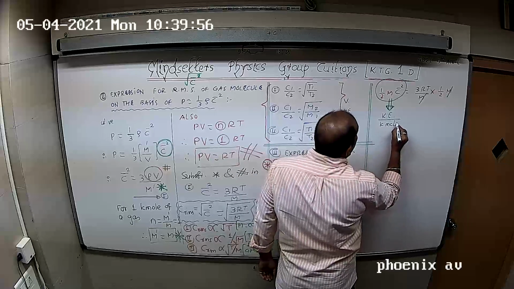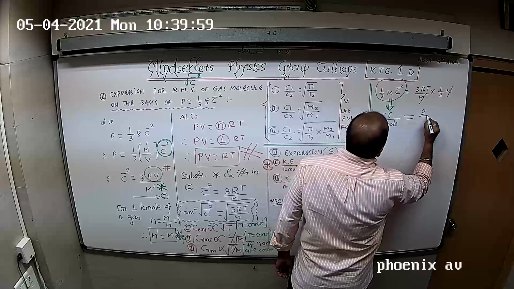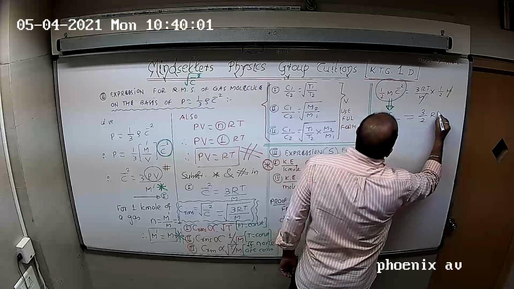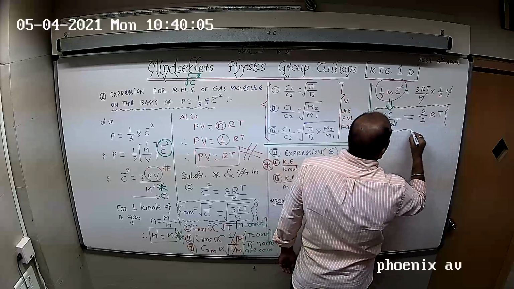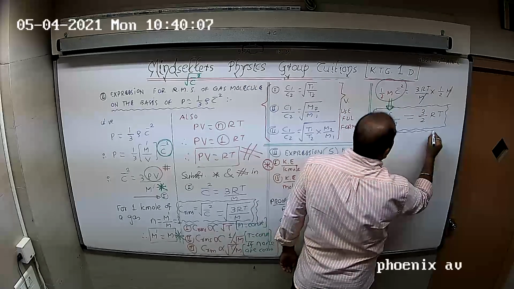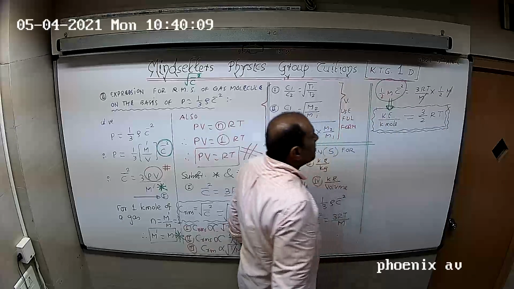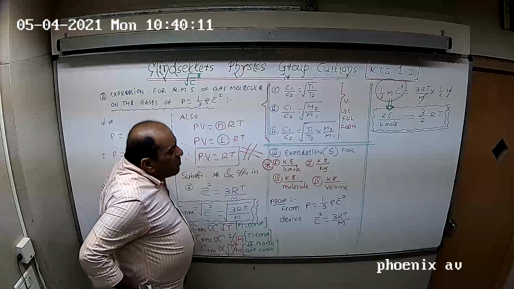Kinetic energy for 1 kilomole of a gas is given by 3/2 times R times T. Out of 4 formulae, the first one is the main one, right? First one is the main one. Other three are very simple. Try to understand why.